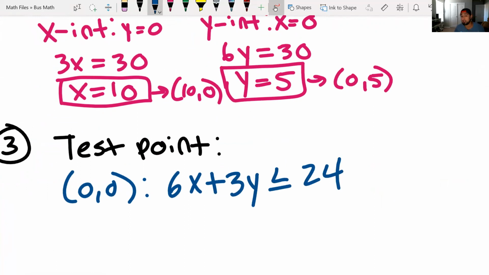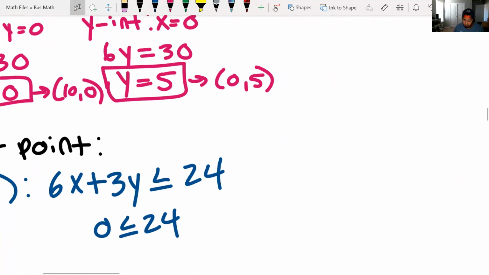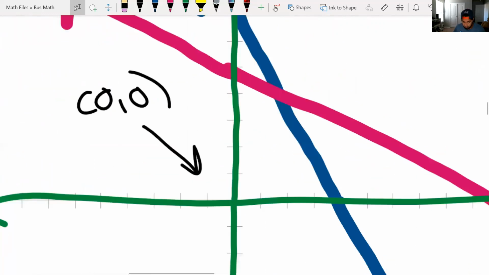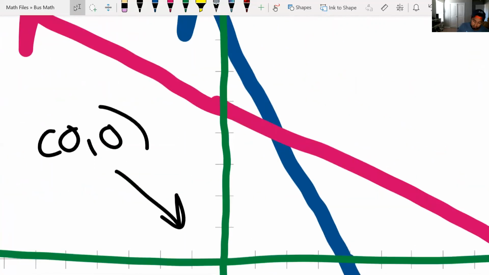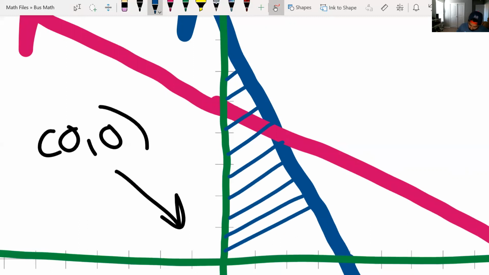6x + 3y ≤ 24, which means we'll get 0 ≤ 24, which means we'll shade down towards (0, 0). So over here, this means I'll just shade down.